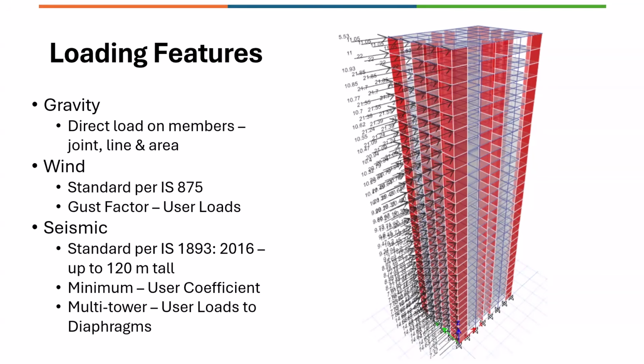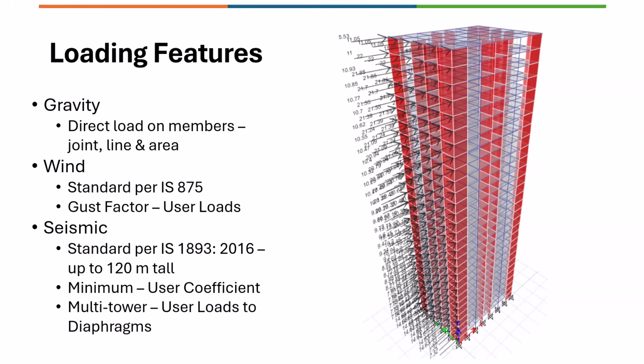And for the gust factor, it is not automated in the program, so we will have to calculate it externally and then apply it as a user load. So user loads will require the diaphragm modeling, which we usually do. So diaphragms can be loaded with these calculated story lateral forces.